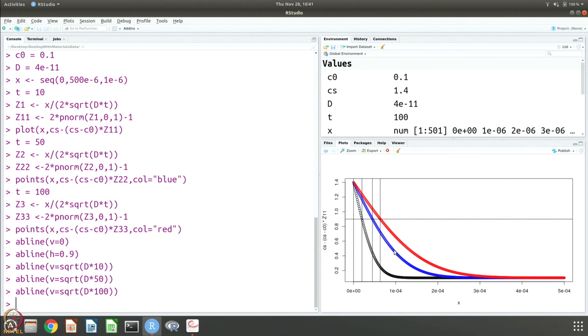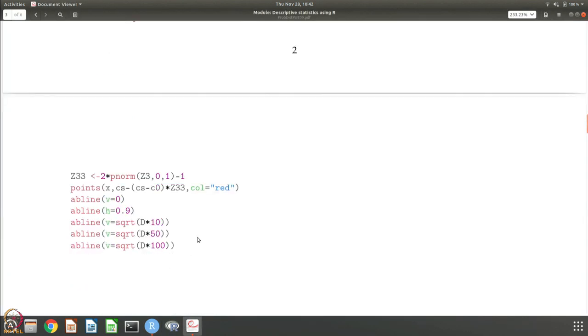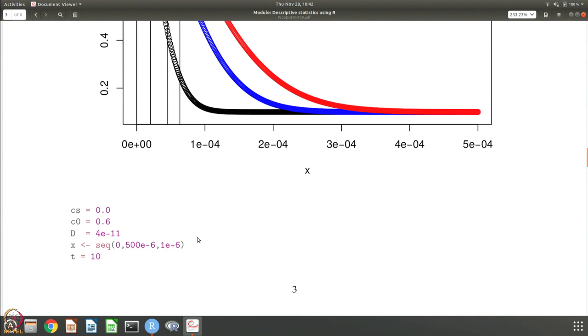This is 1.4, this is 0.1. So, the material will keep accumulating in the system so that the concentration gradients are getting evened out. That is where we are moving towards and that is what is shown, and this is a figure that is there in Porter and Easterling, for example. So, you can generate the same solution using R. Of course, we can also generate the other solutions.